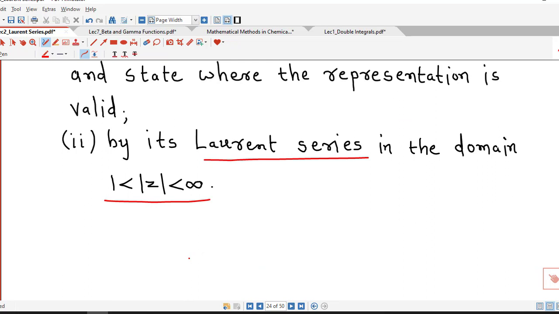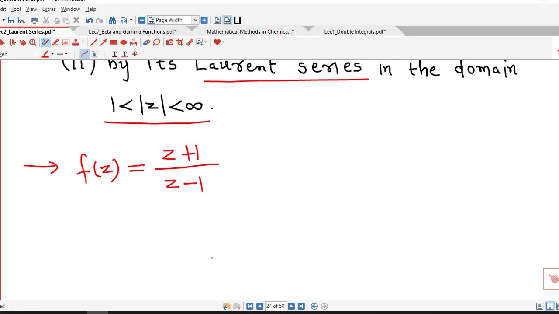So first we decide our function is not analytic at which point. So our function is (z plus 1) over (z minus 1), and this is rational function, division of two polynomials. So it is not analytic if z equal to 1. So our function is analytic at every point except z equal to 1.